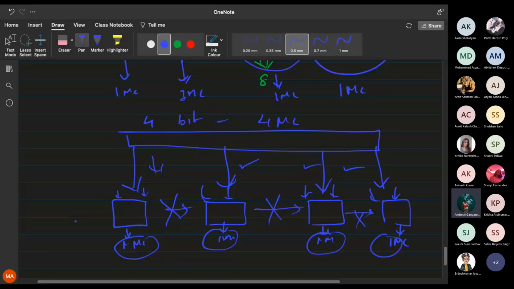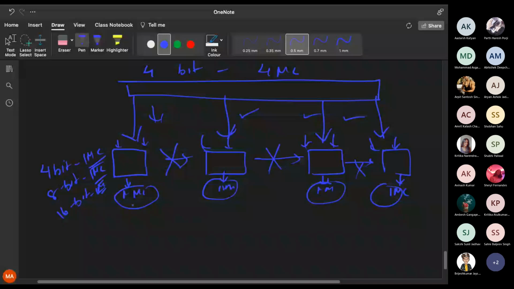So how much time for 4 bit? It will take exactly one machine cycle for addition. How much for 8 bit? It will take exactly one machine cycle to perform the addition. How much for 16 bit? It will also take one machine cycle to perform 16 bit addition, and for 64 bit addition also it will take one machine cycle. So which is a better approach, the next one or the previous one? The next one.